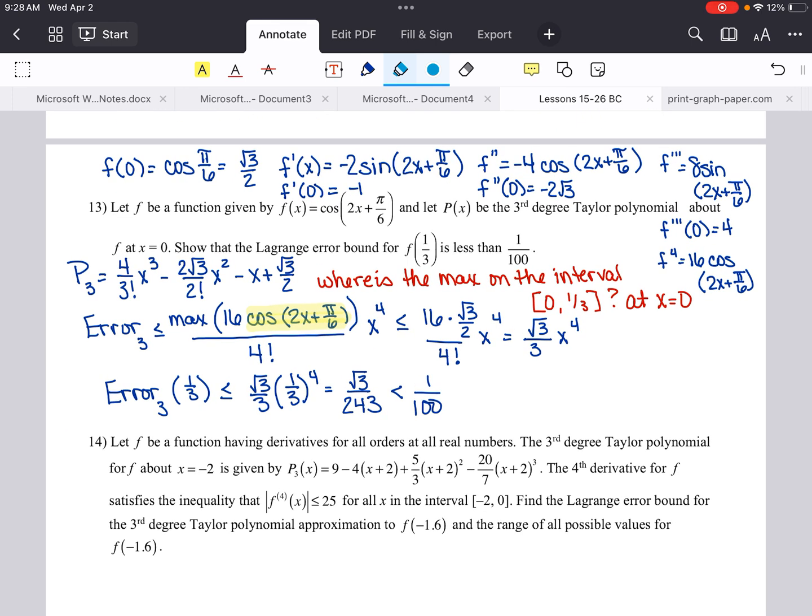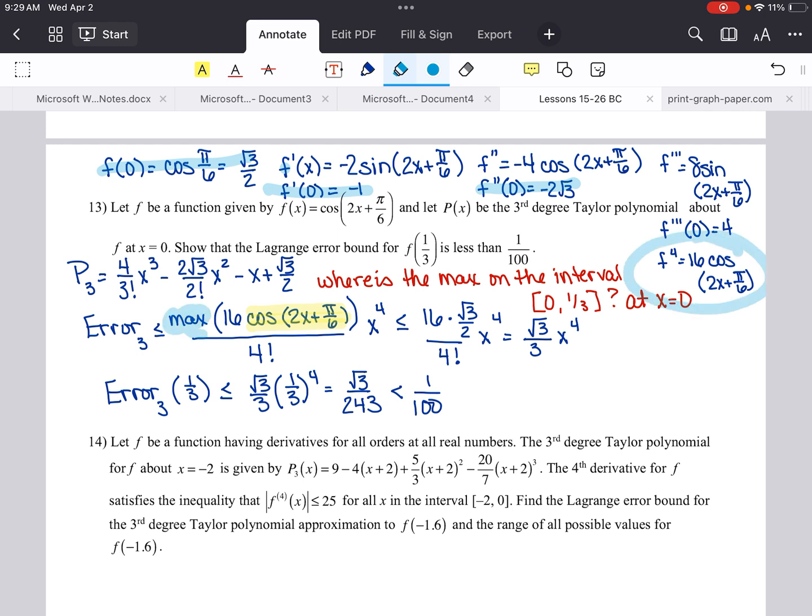This one, similar thing, I'm going to try to go through this one faster. Function value, first derivative, second derivative, third derivative. So here's my polynomial. And I want to show that the error is less than 1 over 100. So if there's my polynomial, where's the error going to come from? It's going to come from the fourth derivative.